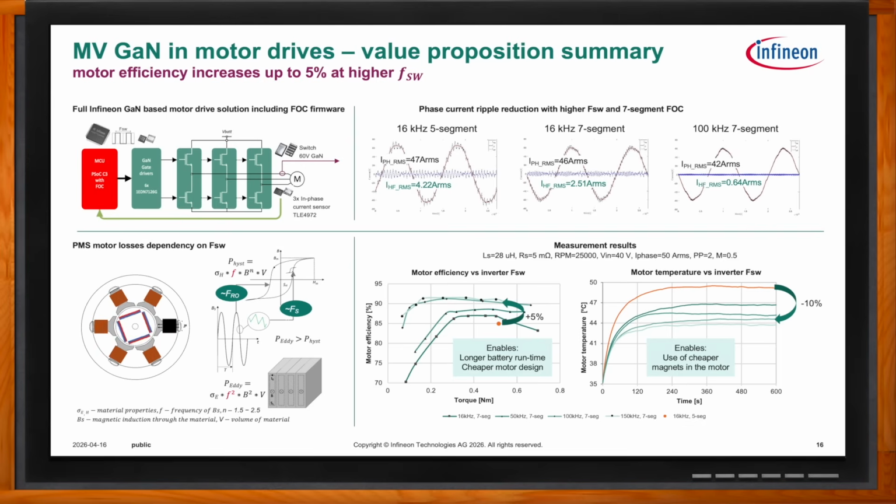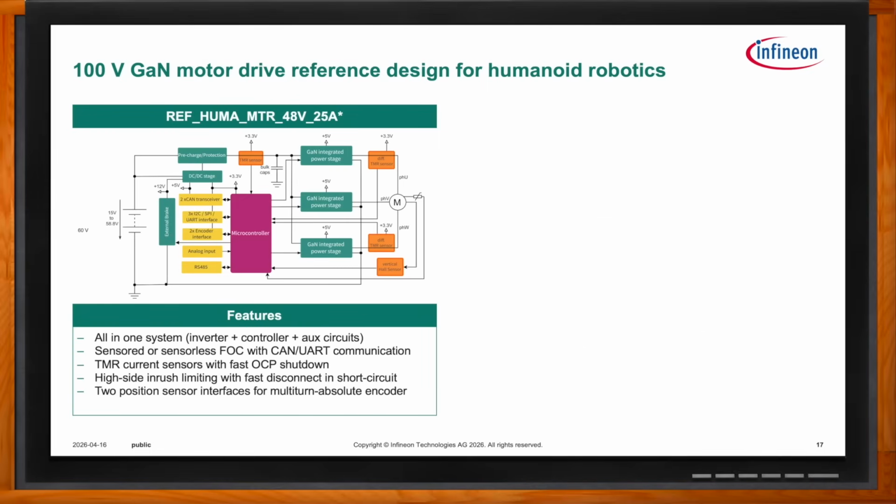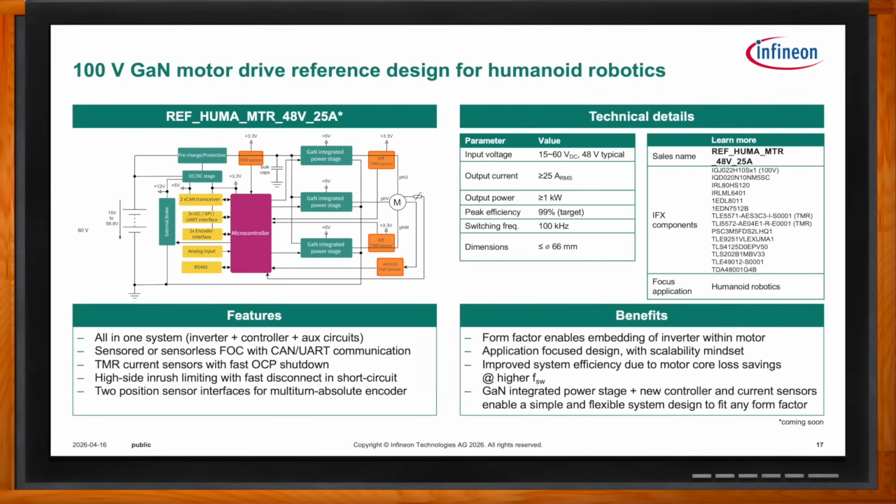Does Infineon offer any GaN motor drive reference designs for humanoid robots in particular? There's a new design, the upcoming, kind of an acronym jumble here. This is the Humanoid robot motor drive. It's a 48 volt, 25 amp rated reference design. It's designed to operate over the range of 15 up to 60 volts. 48 is typical. It can deliver 25 amps or more, a kilowatt, 99% peak efficiency at 100 kilohertz.